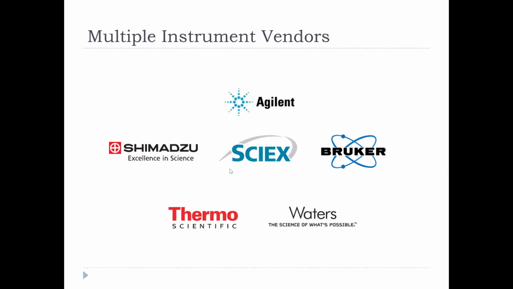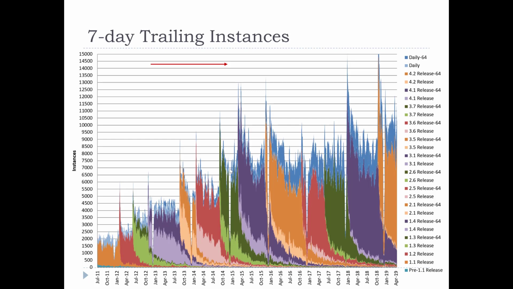So here it is, multiple instrument vendors. These are all the instrument vendors. About two-thirds of our funding actually comes from these instrument vendors now. Another third comes from NIH grant funding. And we work very closely with people at all these vendors to make sure that Skyline stays working with their instruments. This is the up-to-yesterday view of the growth of Skyline.